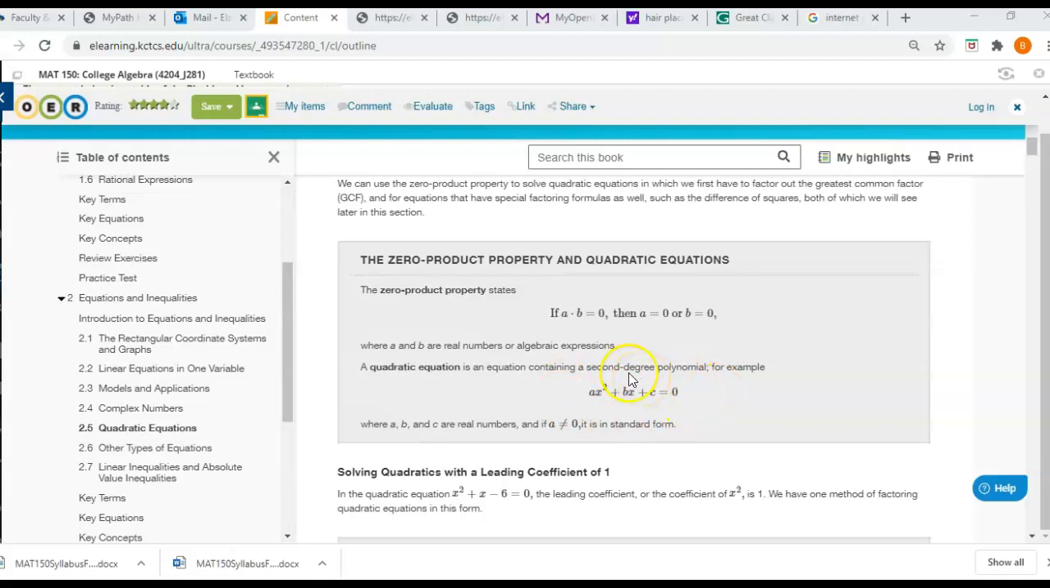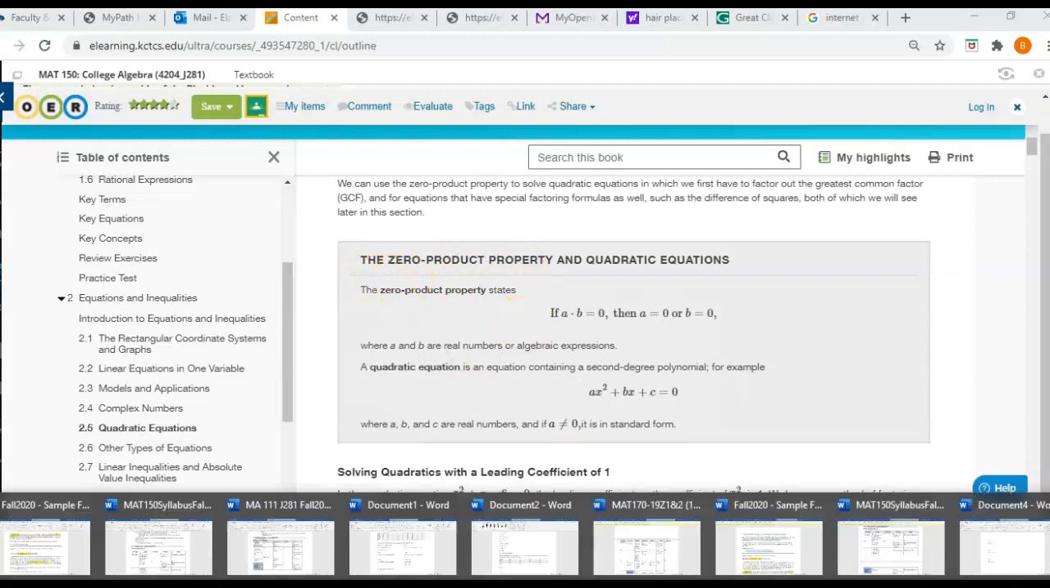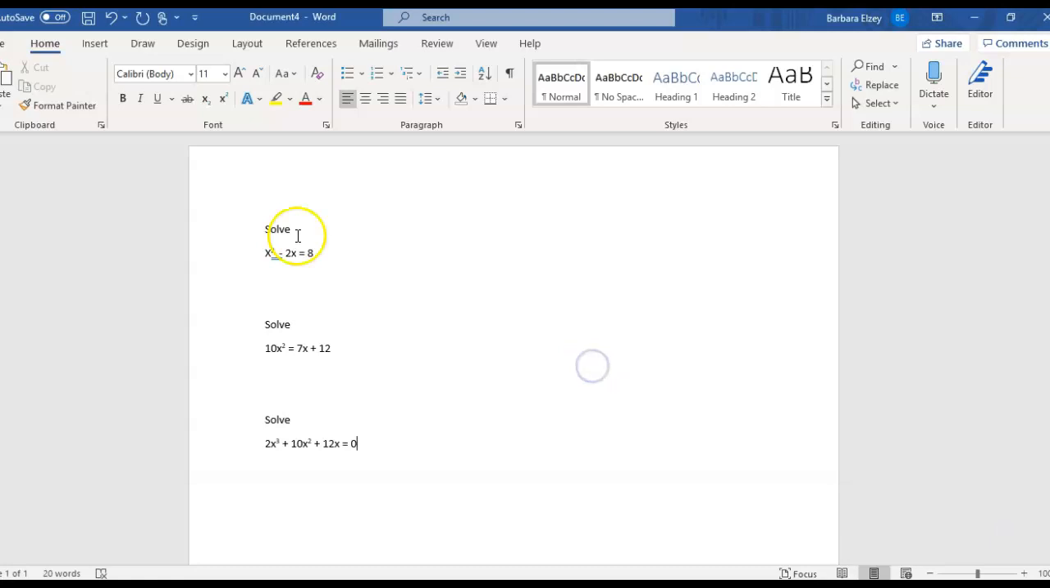Once we have that, we're going to use this zero product property, which says that if we have two things multiplied together and they're equal to 0, then either the first thing is 0 or the second thing is 0. Okay, so let's look at a couple of examples and see what we mean by the zero product property. And hopefully you remember how to do a lot of this stuff already.